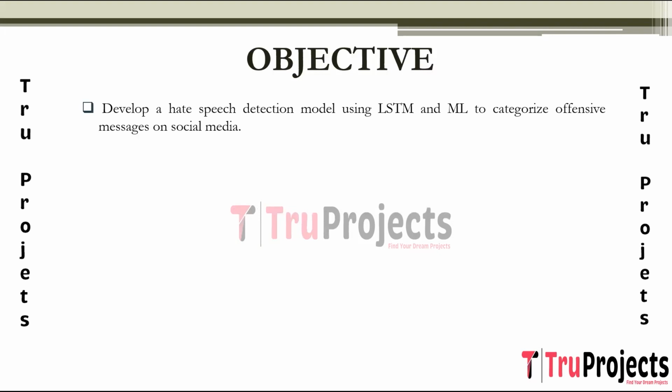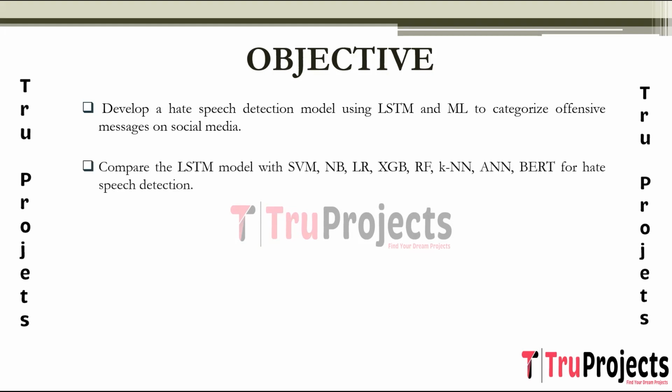Objective of the project. The primary goal of the project is to construct a hate speech detection model employing long short term memory, which is LSTM, and machine learning techniques. The emphasis is on effectively identifying and categorizing offensive messages to address the harmful spread of hate on social media platforms.